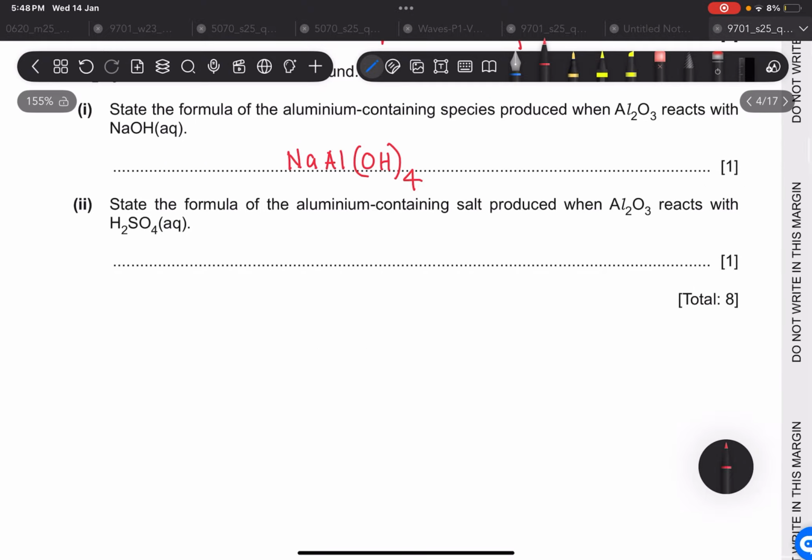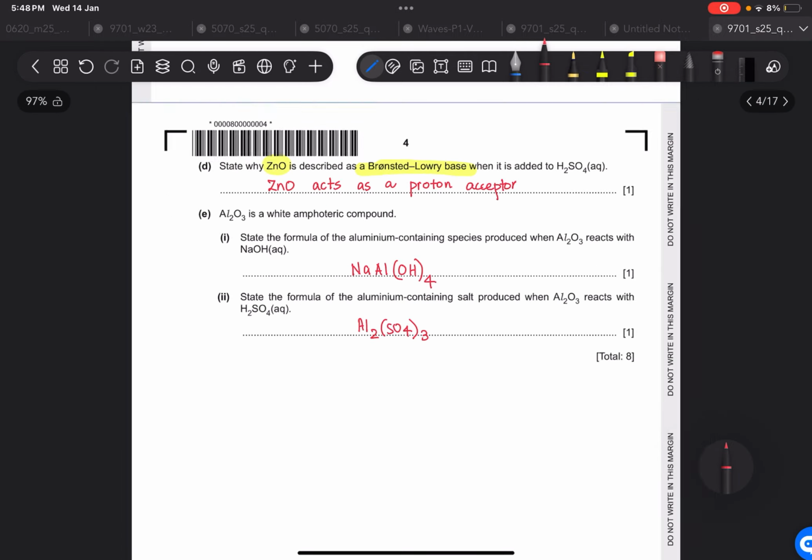State the formula of the aluminum-containing salt produced when Al2O3 reacts with H2SO4, which is aluminum sulfate. So Al2(SO4)3. I hope you know how I got the formula. Aluminum has a 3 plus charge and sulfate has a 2 negative charge. So done.